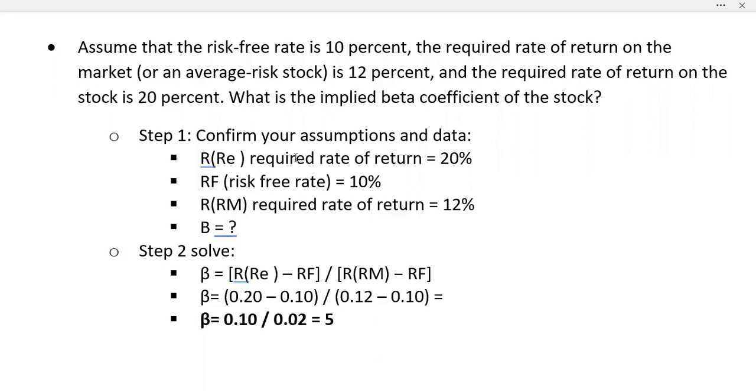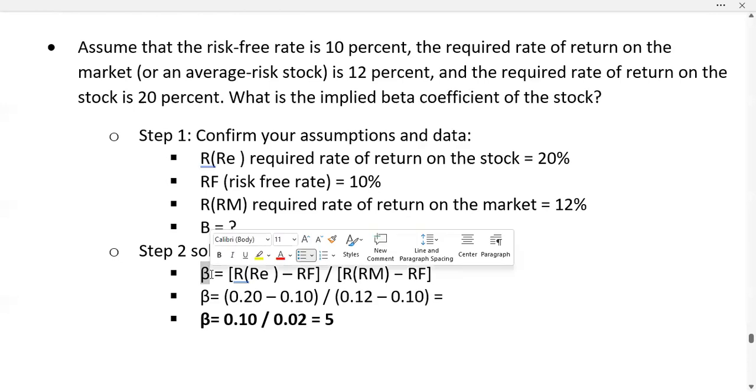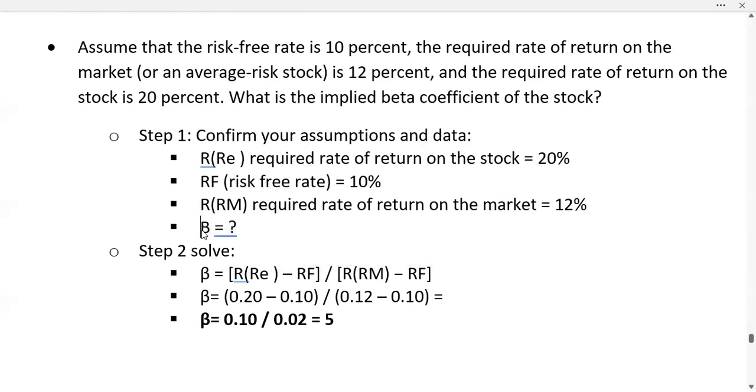The required rate of return on the market, let's make that a bit clearer, is 12%. And we're looking for your beta coefficient. What is the beta coefficient here? So let's solve this using the formula as we indicated earlier.